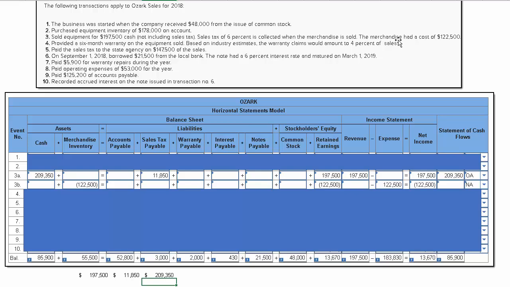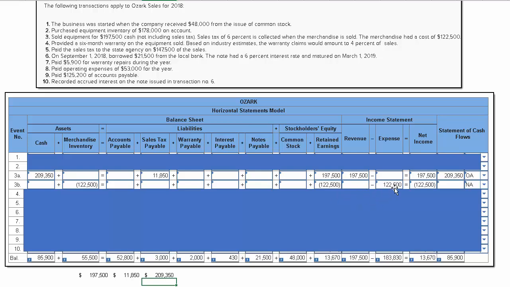Now, the second part of this is that it had a cost of $122,500. So since we're always matching expenses to the revenues at the time we record the revenues, or certainly within the period in which the revenues are recorded, we've got to show cost of goods sold. So we increase our expenses by $122,500. Well, what's the offset when we record cost of goods sold? Well, it's a decrease in inventory, right? At the point we have a sale, we legally don't own the inventory, so we've got to reduce inventory and show the increase in cost of goods sold.